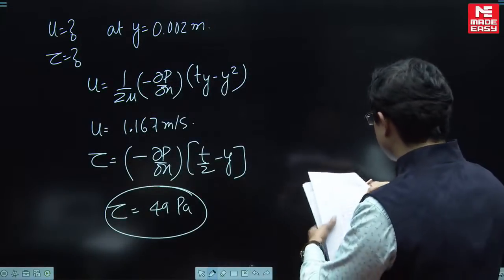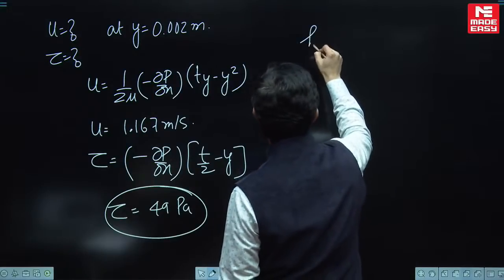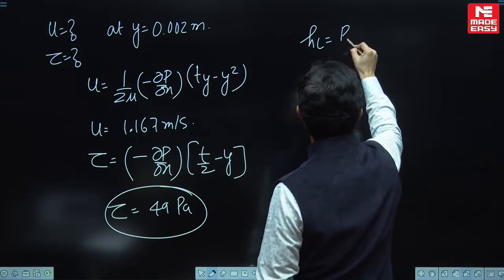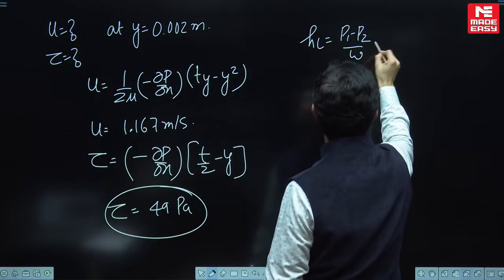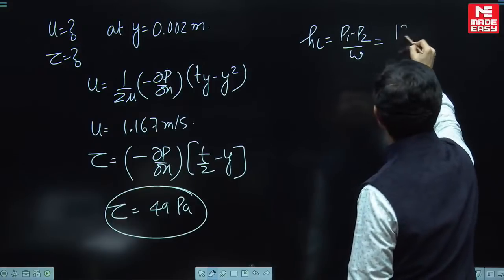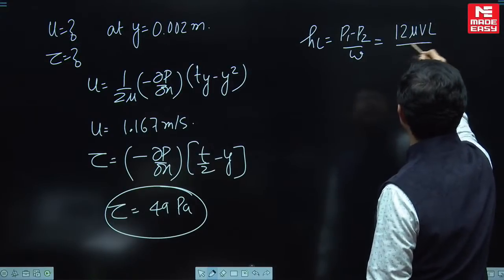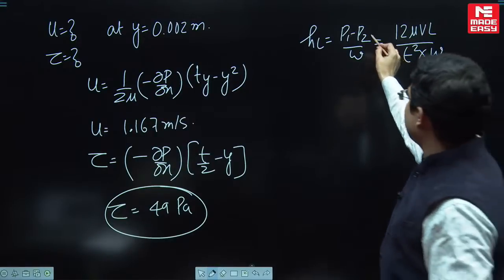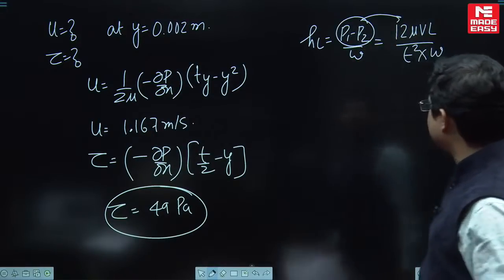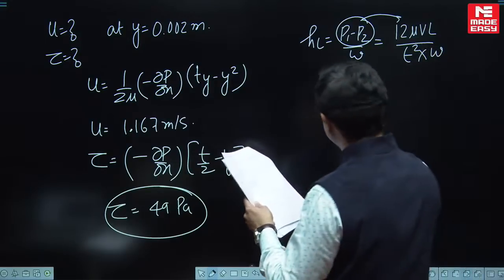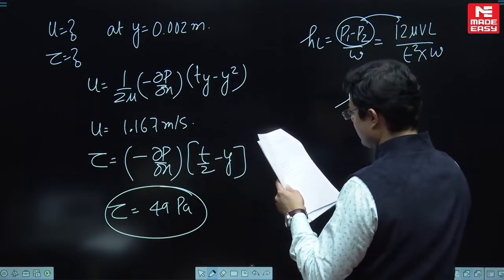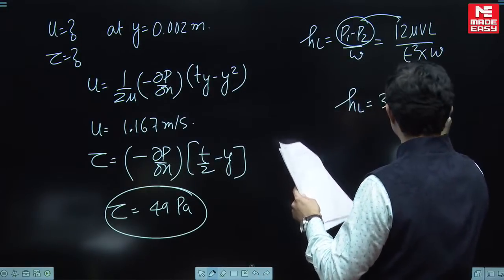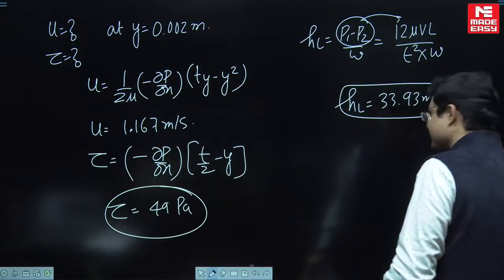Head loss value, everybody knows, is going to be (P1 minus P2) by W, and the drop of pressure, P1 minus P2, for parallel plates is 12 mu VL by T square into W. Put everything in, and the value of head loss will come out to be 33.93 meter, and that's your answer.